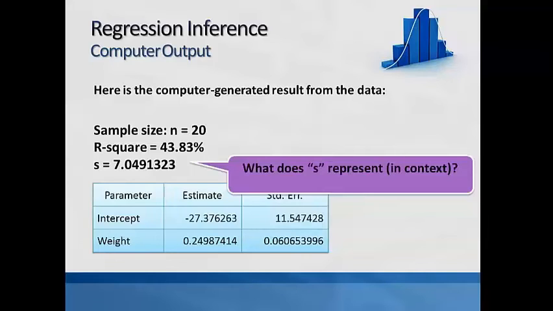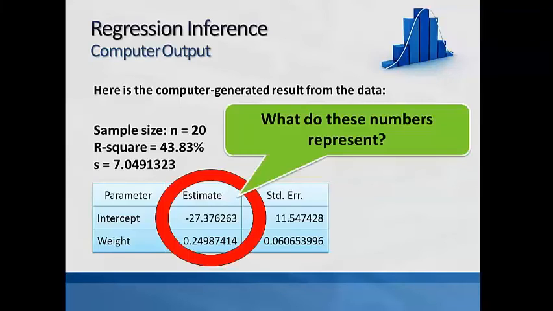Now, what does the S represent in context here? Recall that S is the standard deviation of our model. 7.049 represents the average of the deviations based on our degrees of freedom. So if we took a look at a scatter plot and our least squares regression line, then the distance that those points are from the least squares regression line on average represents the standard deviation of the model.